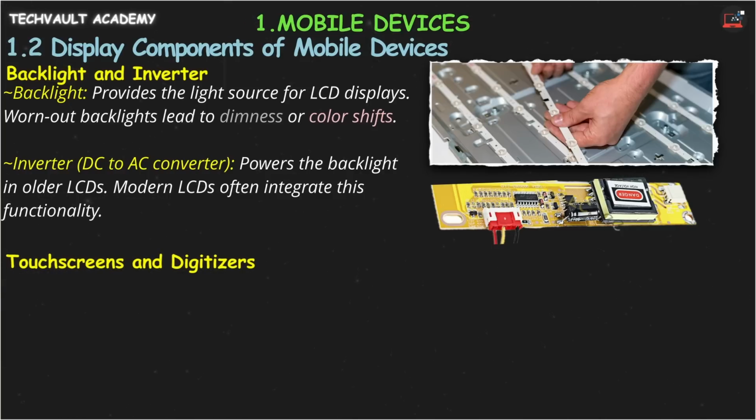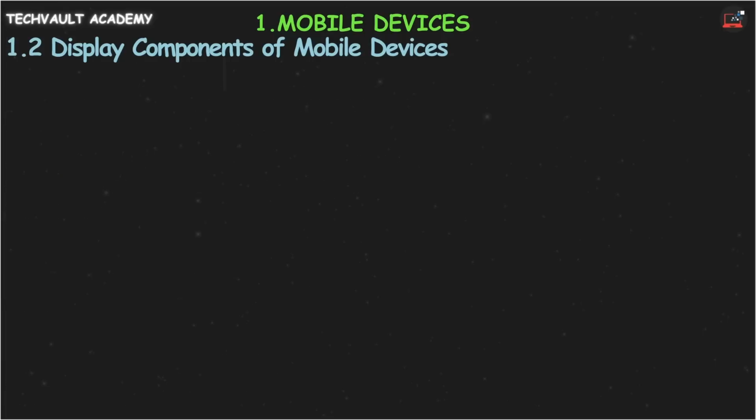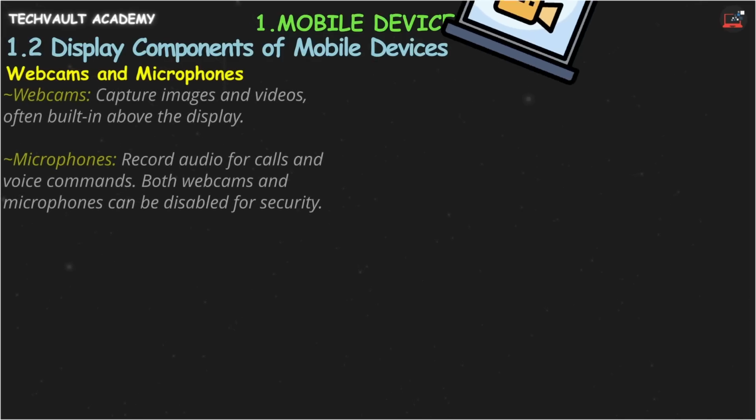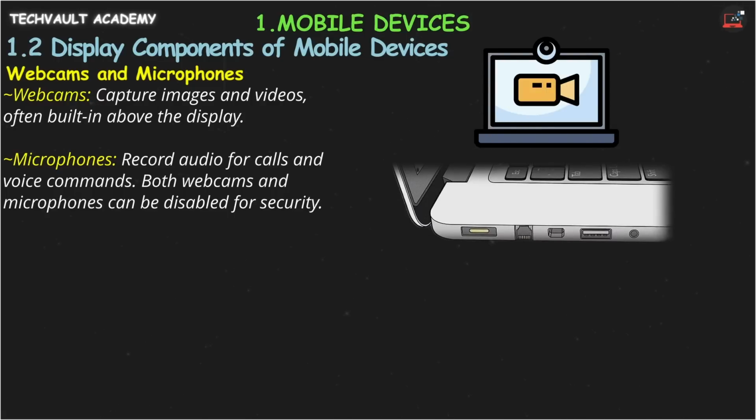Touch it: exploring touchscreens and digitizers. Touchscreens, the touch-sensitive layer that responds to your finger or stylus. Digitizers, the brains behind the touch. They convert analog touch data into digital signals for the operating system. Communicate clearly: webcams and microphones. Webcams capture images and videos, often built in above the display. Microphones record audio for calls and voice commands. Both webcams and microphones can be disabled for security.